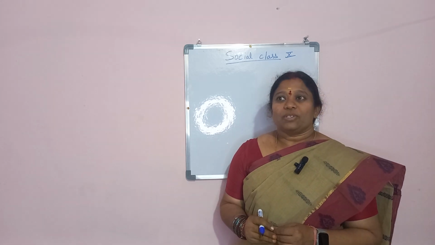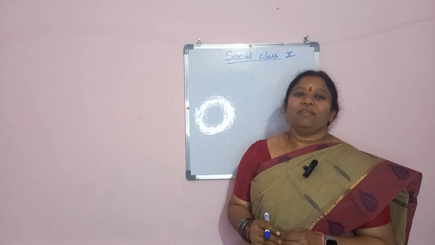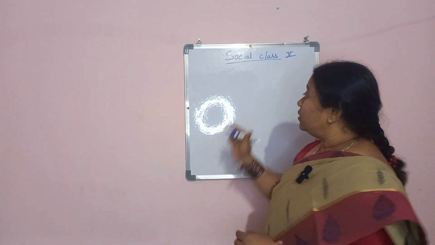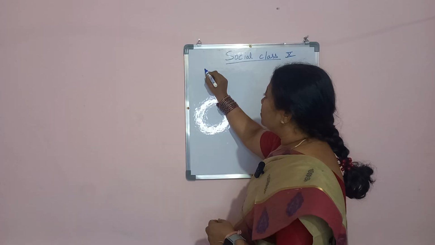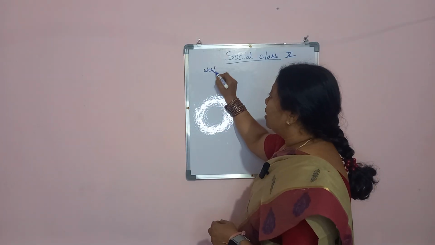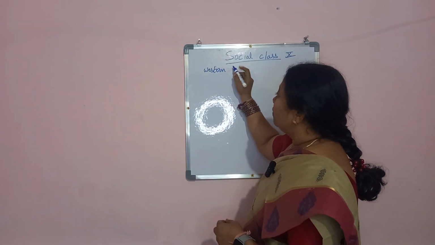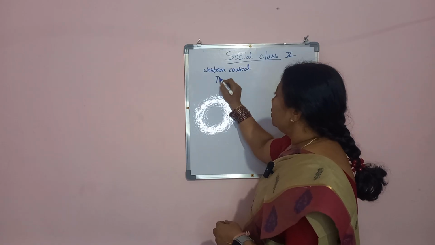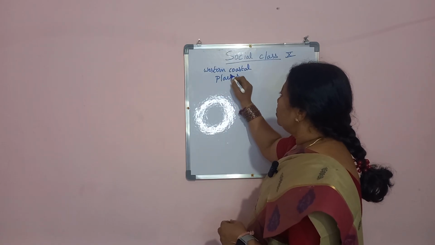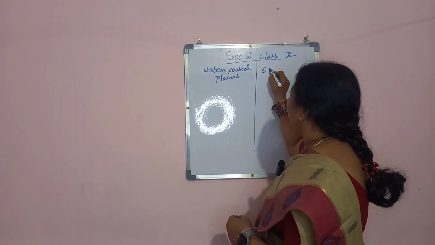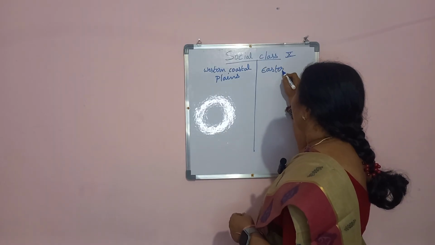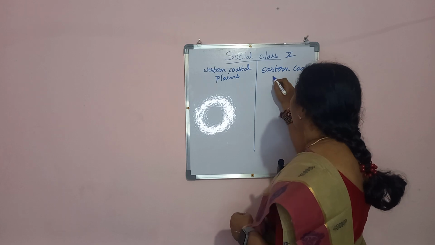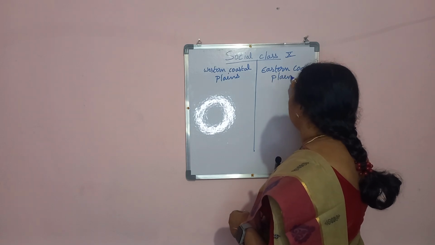So today in my video I'm going to explain about the differences between western coastal plains as well as the eastern coastal plains, which is very important. Western coastal plains and eastern coastal plains. So this question we are going to get as a long answer. Long answer, maybe for the sake of 4 marks or 6 marks, we may get this answer.